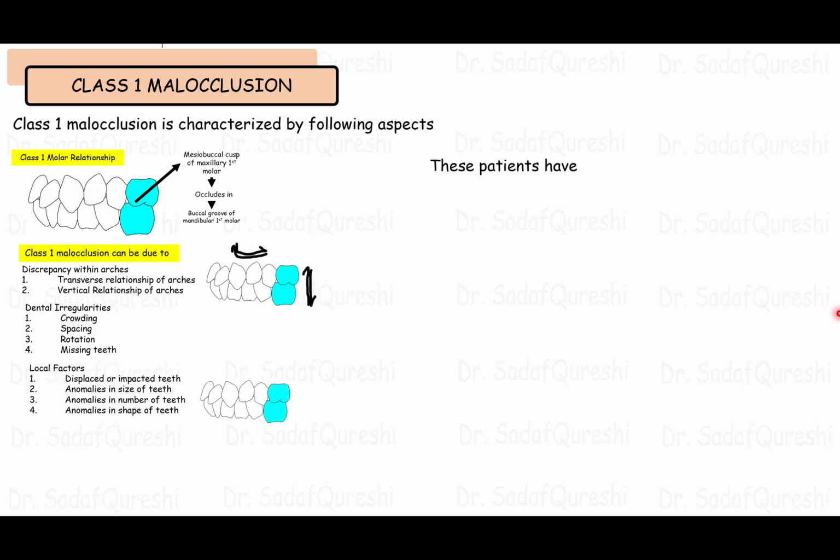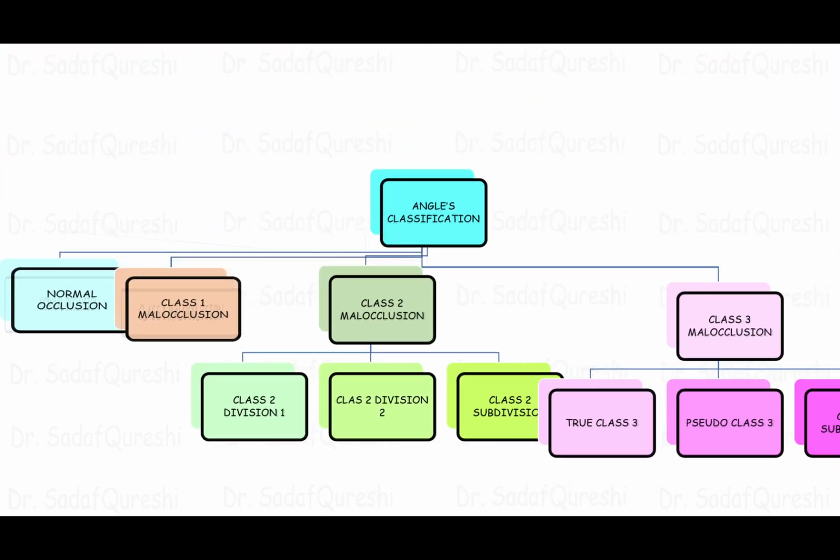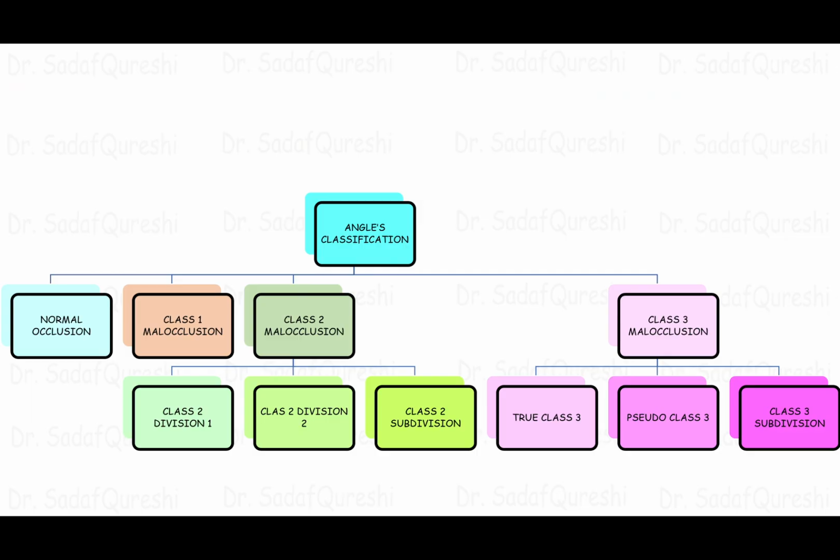Talking about the patient's facial profile and skeletal relationship, these patients have a normal skeletal relationship and normal muscle function. As you can see, this is the facial profile of class 1 malocclusion. Moving towards the next class, that is class 2 malocclusion.